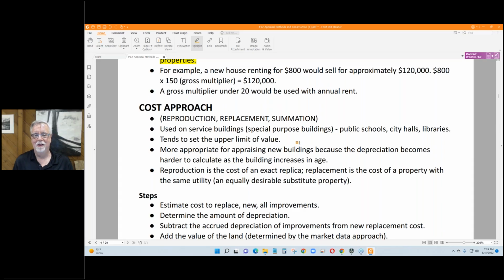Hopefully better. So a reproduction would ask, what would it cost us to make an exact replica of the building? Very few people care about that, right? A replacement would ask the question, what would it cost us to build a similar building?